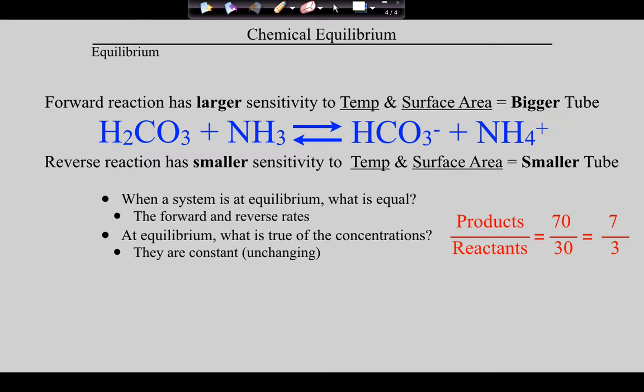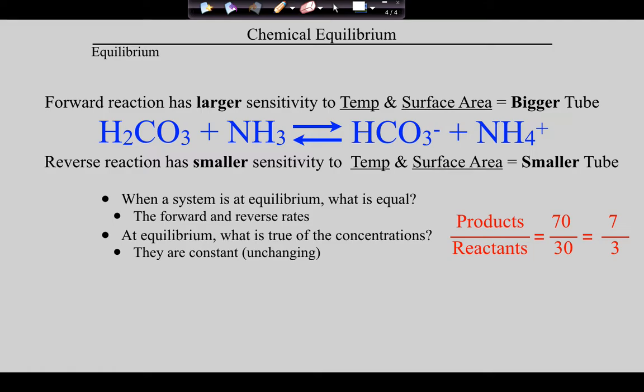Not 70-30, but it did go back to 7-3. Guys, this ratio, 7-3, for that system does not change. You can add or subtract, and it will always go back to that 7-3 ratio. And that's the whole point of Le Chatelier's principle: it allows us to figure out, if we change something, what direction the reaction goes to get back to equilibrium.